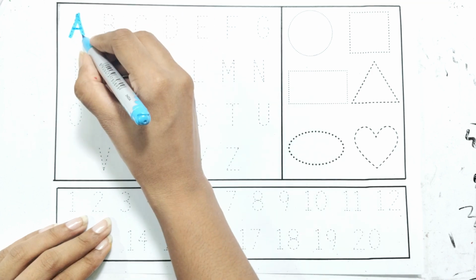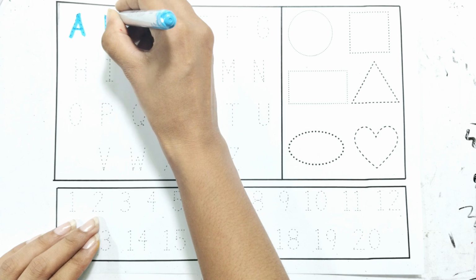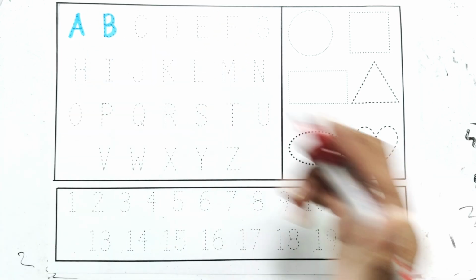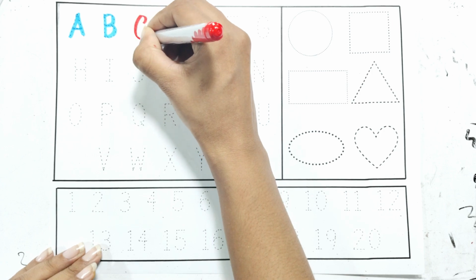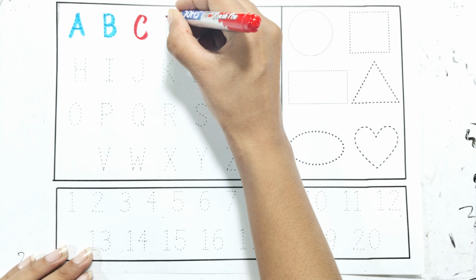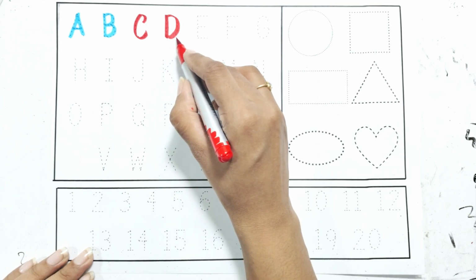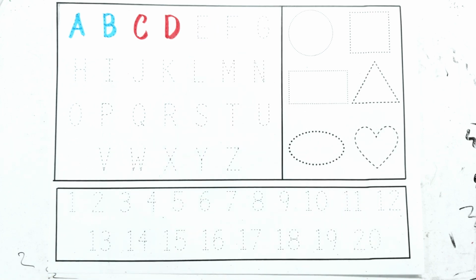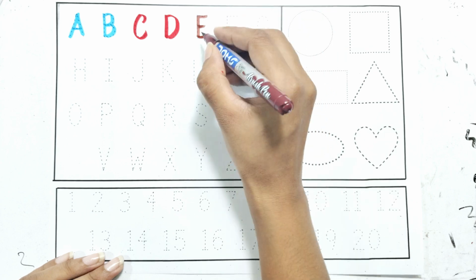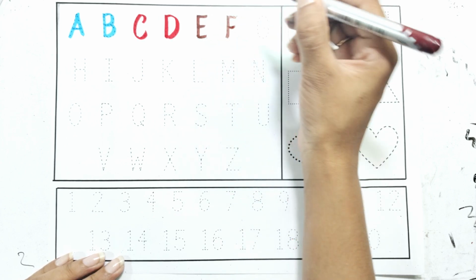A is for ant. Write with me B. B is for blue. Write with me C. C is for cow. Write with me D. D is for dog. Write with me E. E is for elephant. Write with me F.